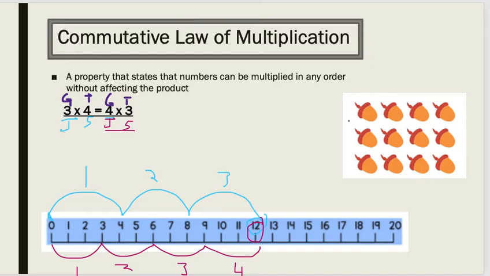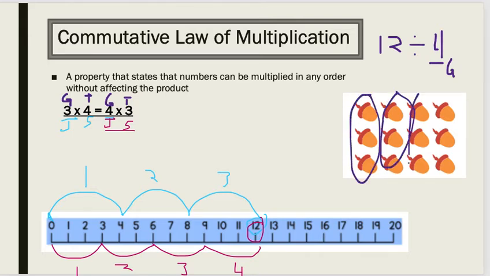If I have 12 divided by 4, I have 12 acorns here, and I'm going to break them into 4 groups. That's really what it is, 4 groups: 1, 2, 3, 4. That works. I know I'm going to have 3 acorns in each group. But what I can't do is switch these.